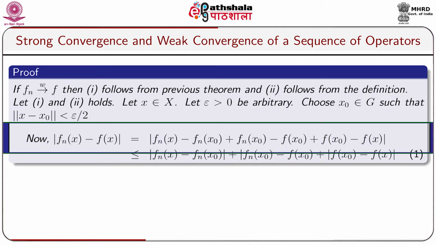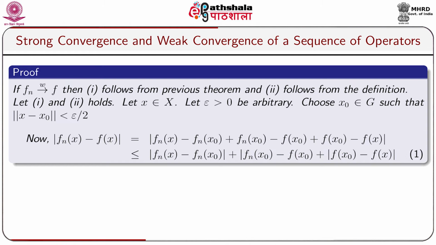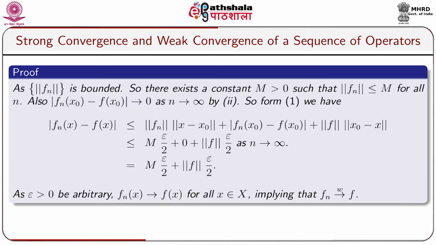2. Now, |Fn(x) - F(x)| equals |Fn(x) - Fn(x0) + Fn(x0) - F(x0) + F(x0) - F(x)|, just a slight adjustment of Fn(x0) and F(x0), which is less or equal to |Fn(x) - Fn(x0)| + |Fn(x0) - F(x0)| + |F(x0) - F(x)|. This is equation number 1.